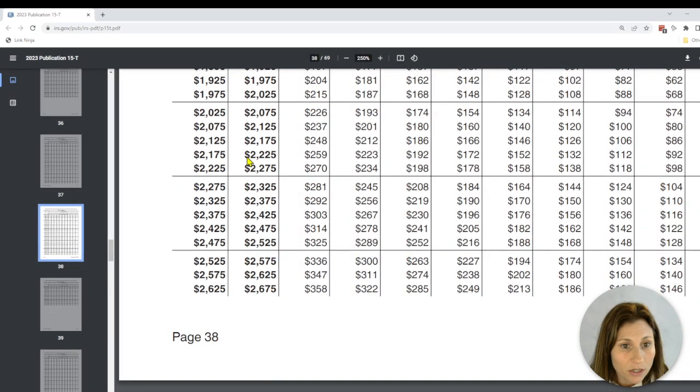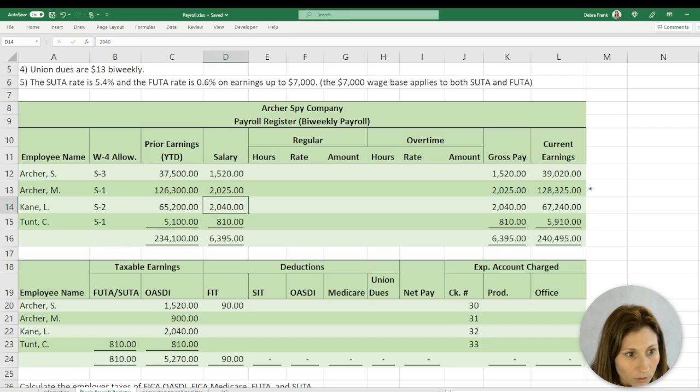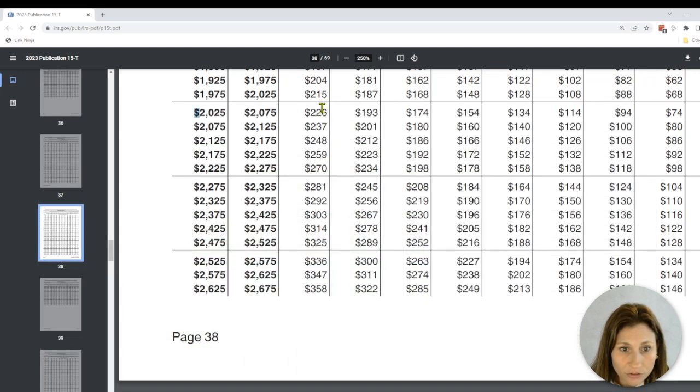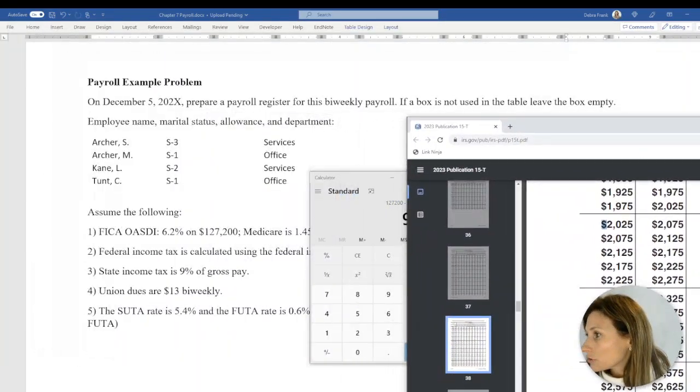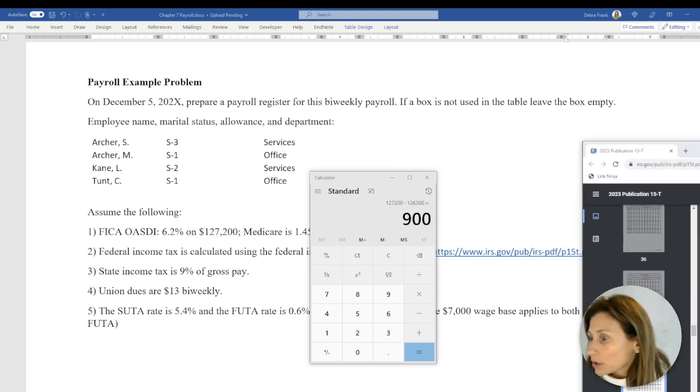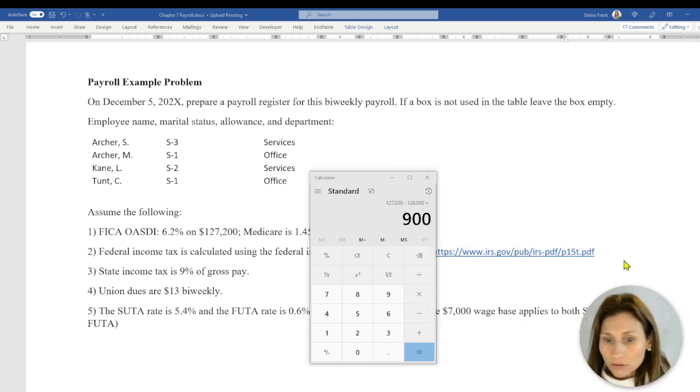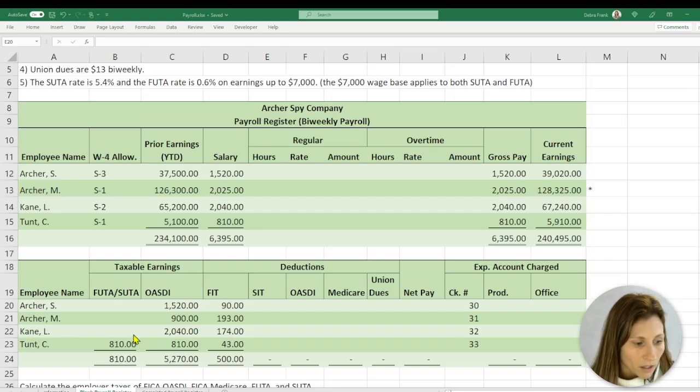2025. Oh, so we can see here it is not less than 2225 in this one. So we drop down to this one. All right, so this is the one we're looking at. And Archer M was S1. So this was the 0 column, and then this is the 1 column right here. So 193 will be the amount. Okay, so you're going to keep doing that for the other two. I'll let you try the other two on your own, and then we'll finish up the other tax calculations. Okay, so you should have 174 and 43 for the other two.